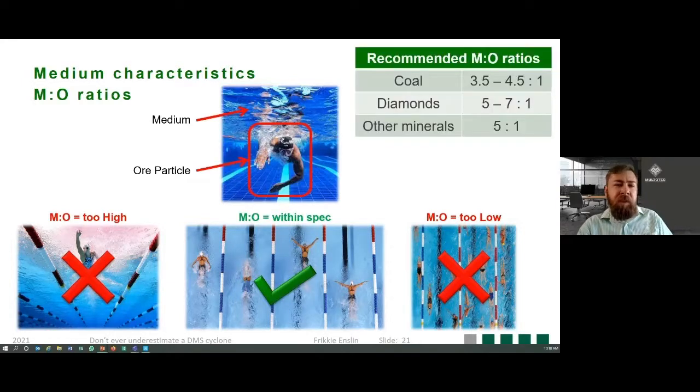So here's one of those green tables. In coal, we're typically looking at 3.5 to 4.5 to 1. This means for every 1 cube of coal ore that you wash, you will need at least 3.5 cubes of medium. Medium being your mixture between magnetite and water. And there's the rest for diamonds and then some other minerals as well.